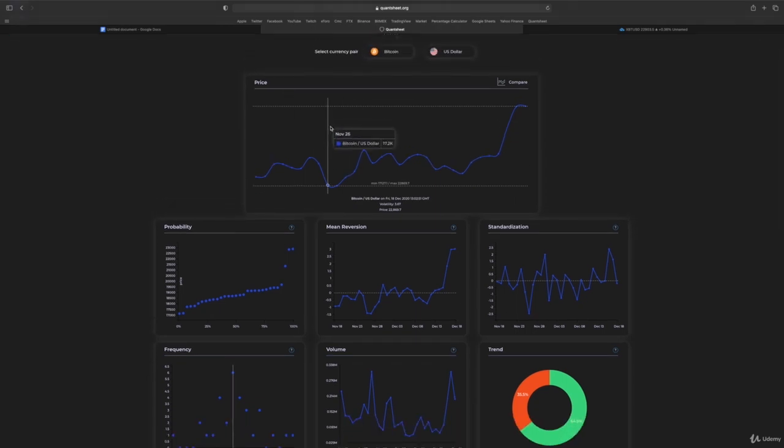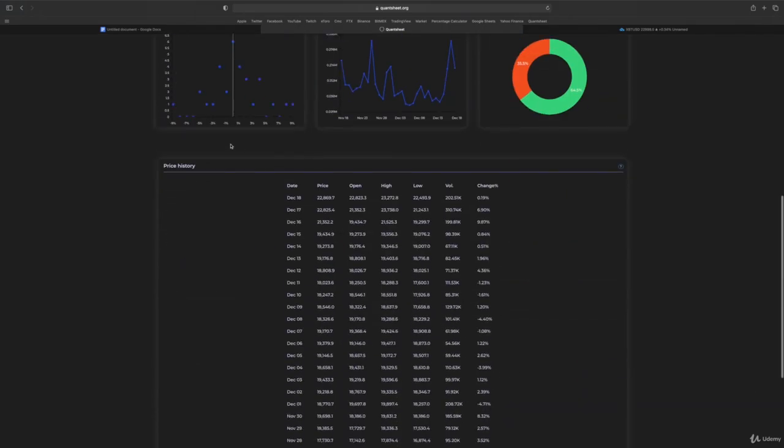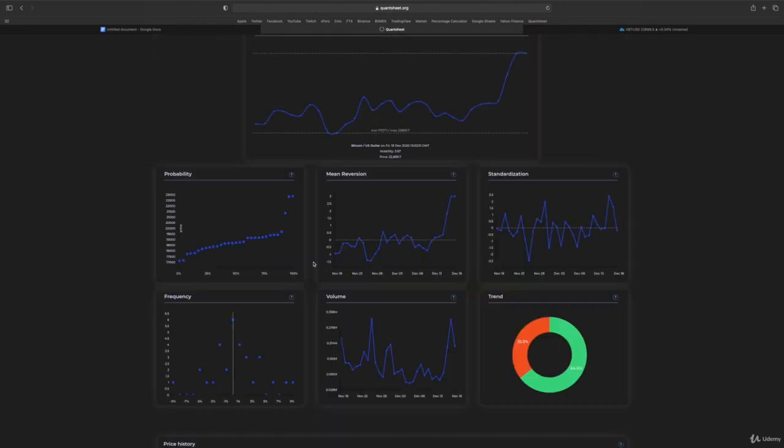This is obviously price. Everybody understands the price, right? This is volatility. It means how much is this asset moving, really? How volatile is it, right? All this data is from the last 30 days, as you can see right here in the price history, December 18th, and it started at November 18th. Okay, so we can take a look at probability, right?